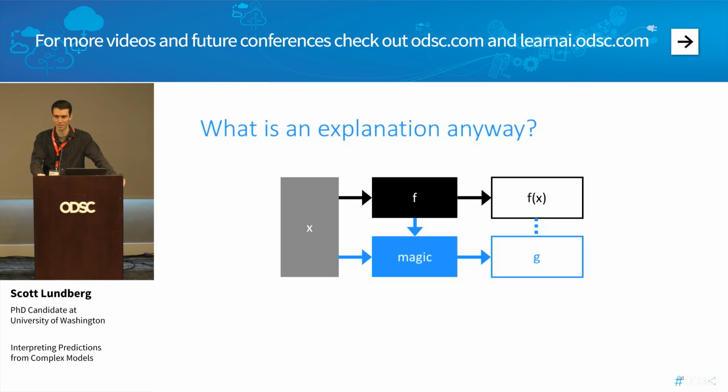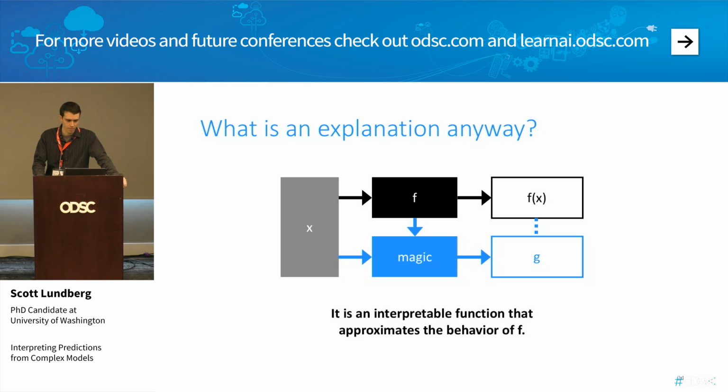What is an explanation? Can I ask you guys, just think about that. If you were to try and come up with the mathematical entity that an explanation is, like, what type of thing is that? It's something that answers why. And I would like to say here that it's an interpretable function that approximates the behavior of f. In other words, G is a model.